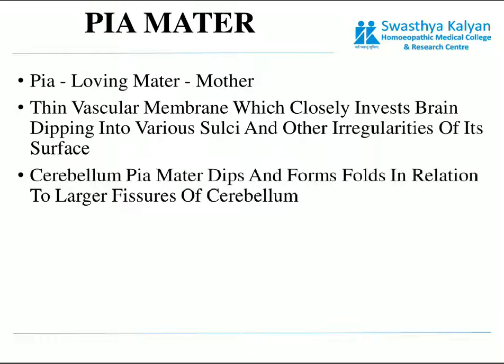The next layer is the pia mater. Pia means loving, and mater is mother, because it is the innermost, very soft membrane covering, so that name has been given to it. It is thin, vascular, and closely invests the brain, dipping into all the irregularities, all the sulci and fissures of the brain. In the cerebellum, the pia mater dips and forms foldings in relation to the fissures of the cerebellum.